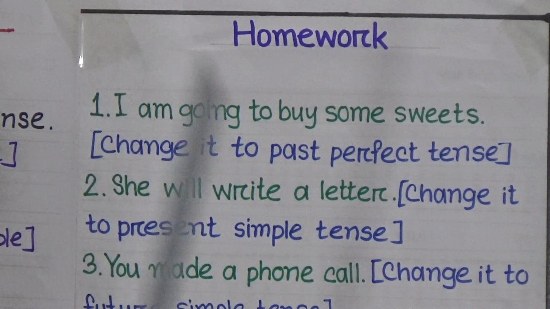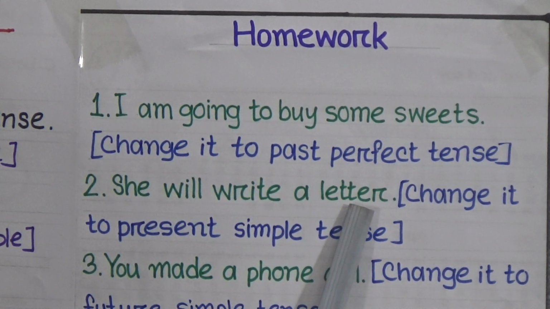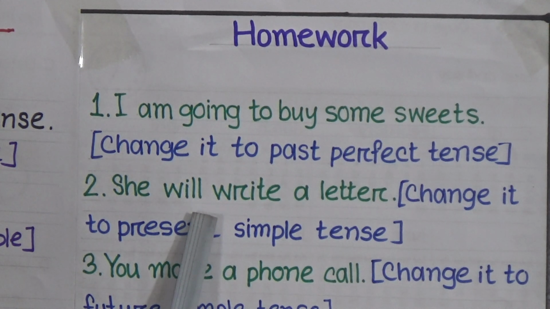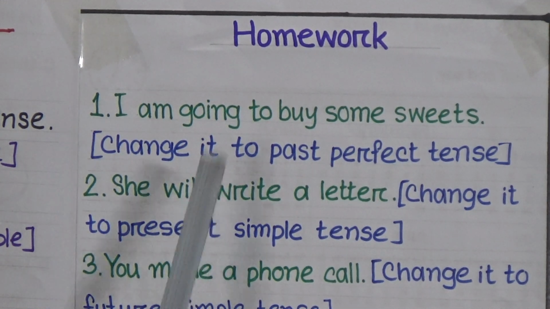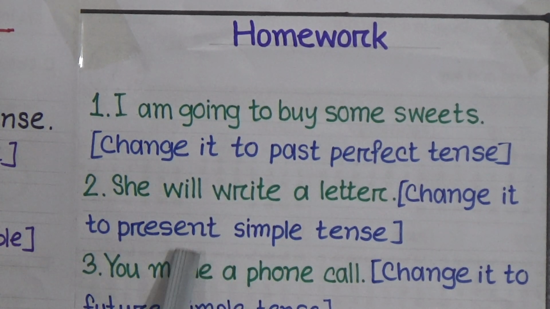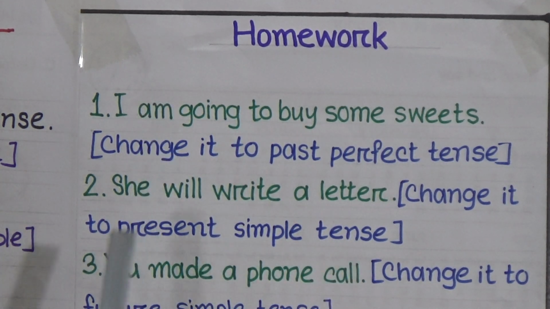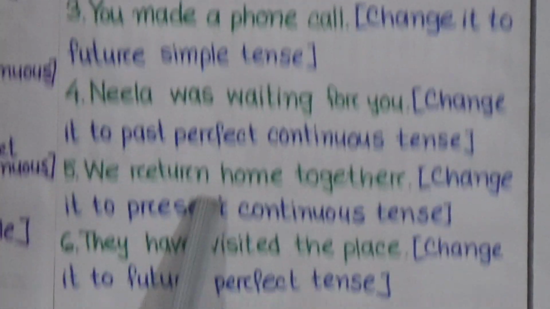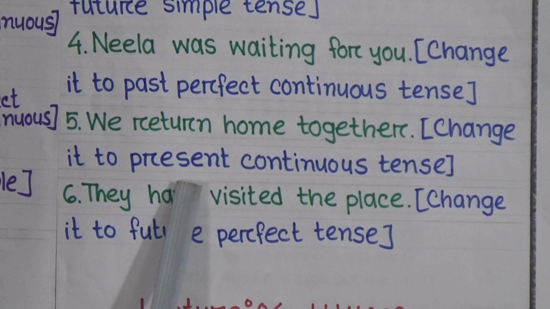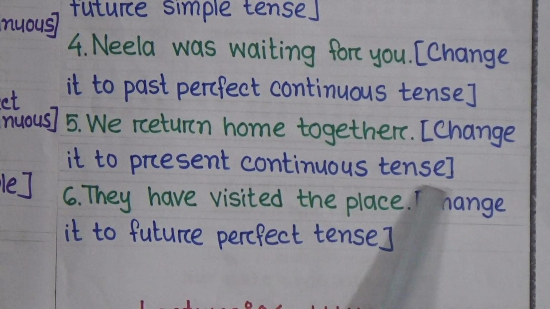So number 2 is she will write a letter. This is in future indefinite tense or future simple tense, and you have to change the sentence to present simple tense. Number 3 is you made a phone call, and this sentence will be changed to future simple tense. Number 4, Neela was waiting for you, and this sentence you have to change to past perfect continuous tense. Number 5, we return home together, and this sentence you have to change to present continuous tense.